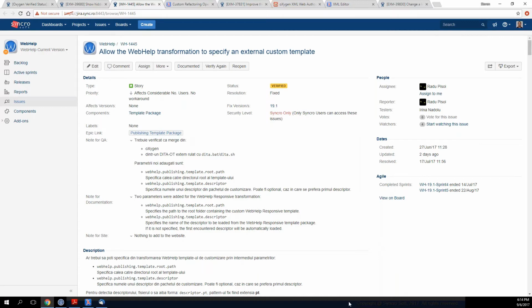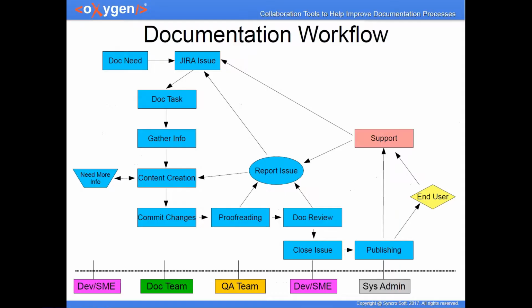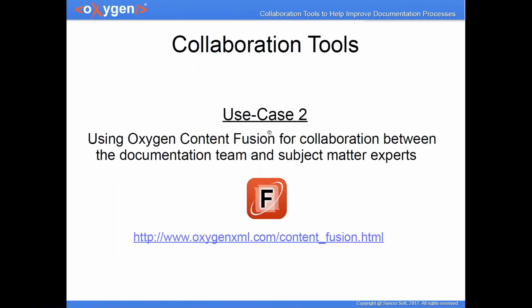So now that you have a basic understanding of our workflow, I'll move on to start showing you how we use some of the collaboration tools. So first, I'll show you how we use our new product called Oxygen ContentFusion. It's a collaboration tool that makes the review process very efficient. And I should note that it is currently in the beta stage, but it'll soon be released to the public.